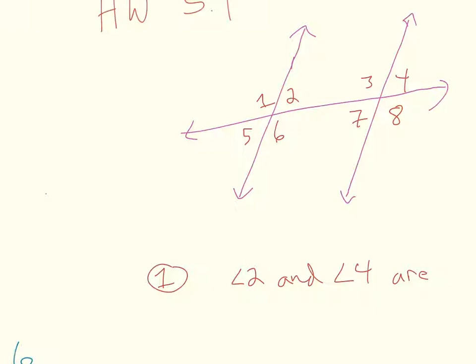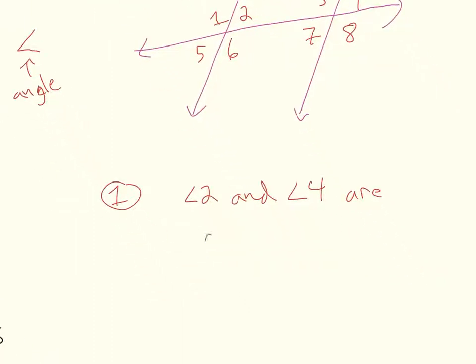Alright, problem number 1 gives us this picture and asks us to classify each pair of angles as alternate interior, alternate exterior, or corresponding. So whenever you see this little symbol right here, kind of looks like a crooked L, I guess, that's called angle. This literally translates into angle. Okay, so we would read this as angle 2 and angle 4 are, well, if we go up to our picture, angle 2 and angle 4 are in the same position on opposite sides, so these would be called corresponding angles.